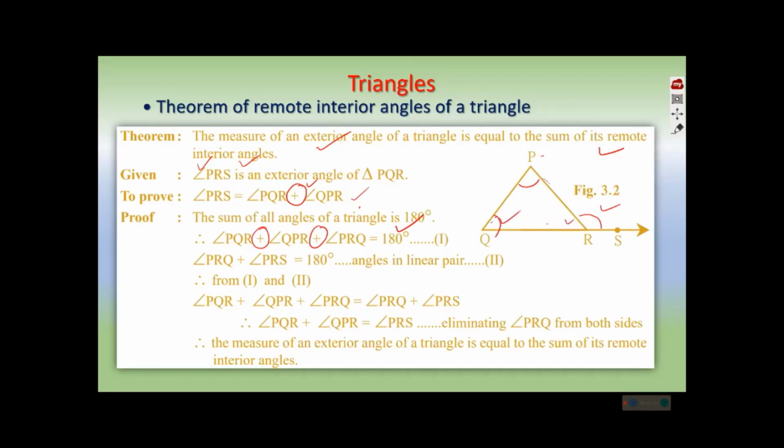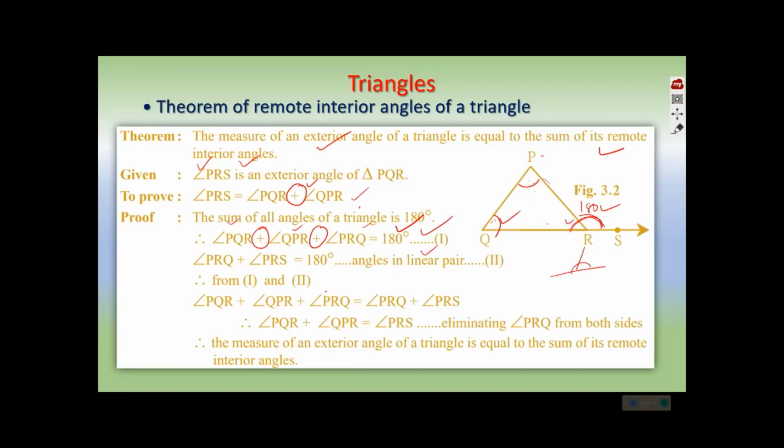PRQ and QPR, that is what is written here, 1, 2, 3 angles, total is 180. And we also know that this is a linear pair. Linear pair means a pair of angles on a line. So this linear pair total is also equal to 180. These three angles are equal to 180 because of the property of triangle. This one is equal to 180 because they are a linear pair. So why can't we equate both?